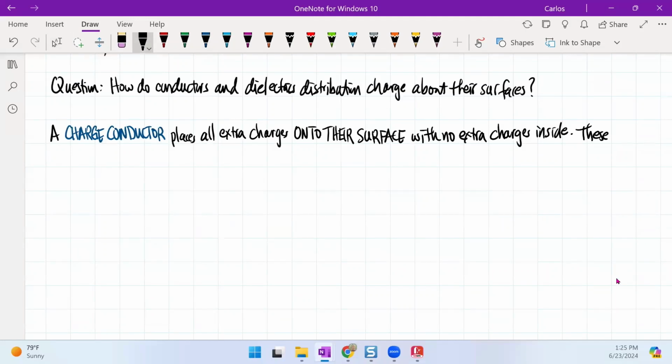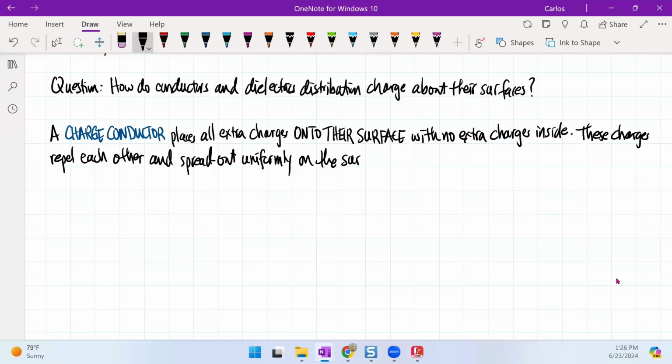These charges repel each other and spread out uniformly on the surface, with a constant charge density.